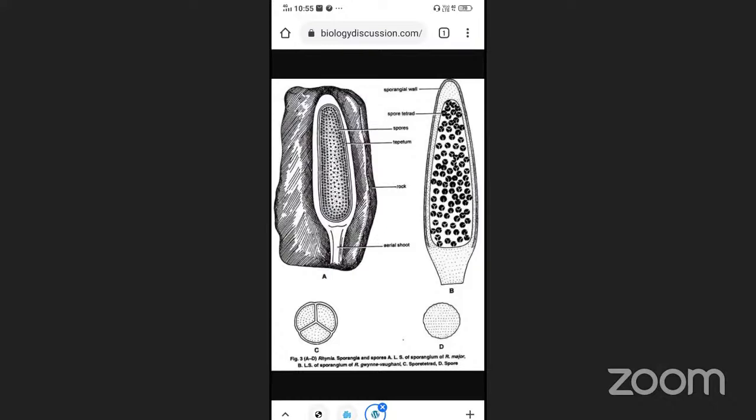Rhynia is compulsory. They are asking the compulsory question. Rhynia.